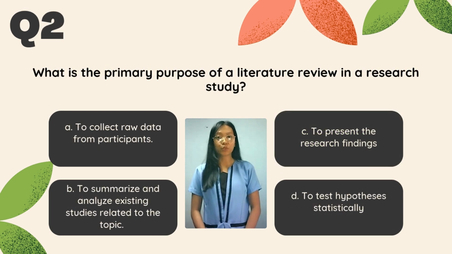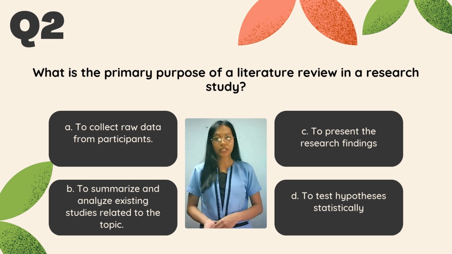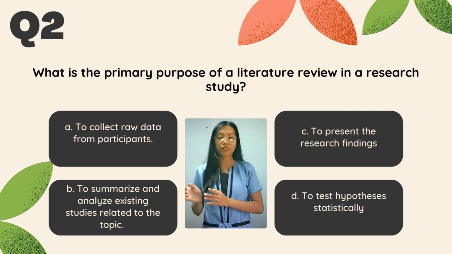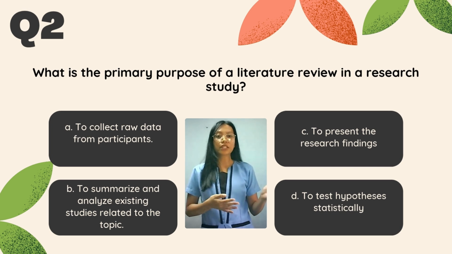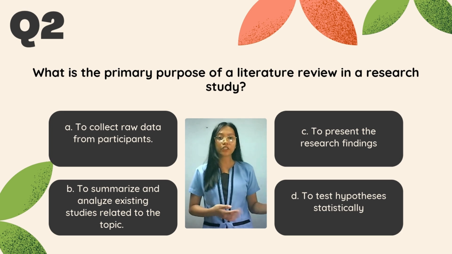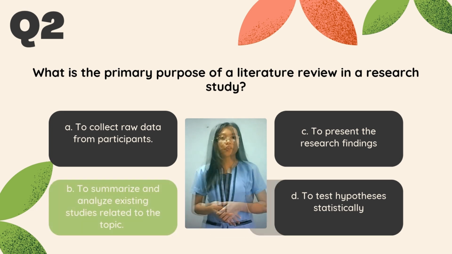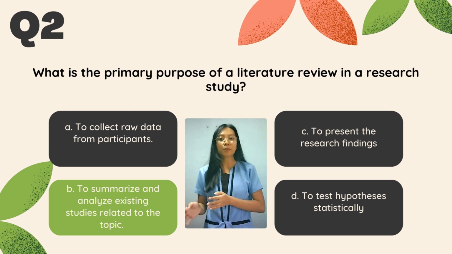Next is question number 2. What is the primary purpose of a literature review in a research study? Is it letter A, to collect raw data from participants? B, to summarize and analyze existing studies related to the topic? C, to present the research findings? Or lastly, letter D, to test hypotheses? So the correct answer is letter B, to summarize and analyze existing studies related to the topic.